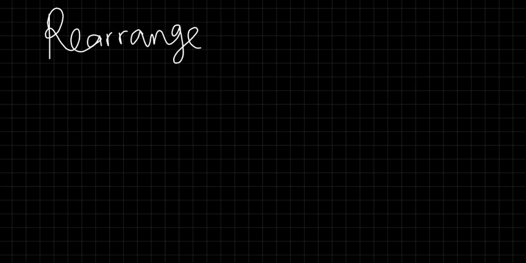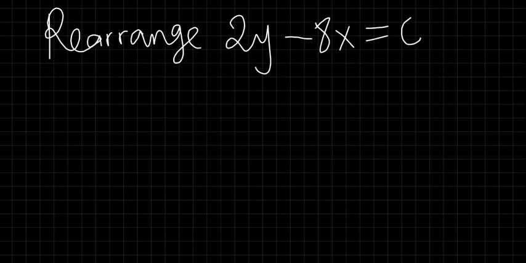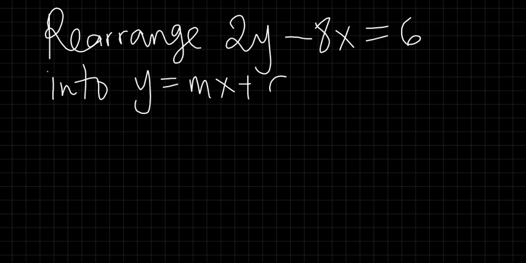Let's solve this question. Rearrange 2y minus 8x is equal to 6 into y is equal to mx plus c. How are we going to solve this?